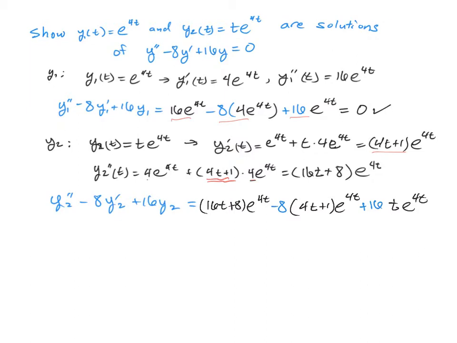And again, we don't know it's equal to 0, but we are hoping that it will work out to be equal to 0. Multiplying out, we've got 16t plus 8 minus 32t minus 8 plus 16t, all times e to the 4t. And we can easily then see that 16t plus another 16t minus 32t cancels out. Positive 8 minus 8 cancels out. So this also makes 0.